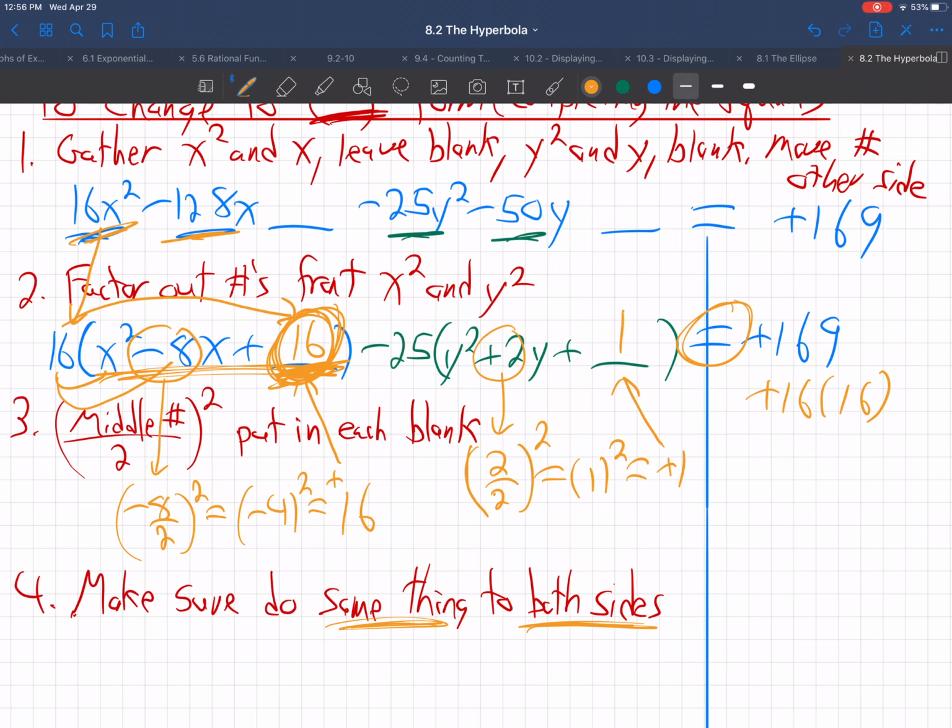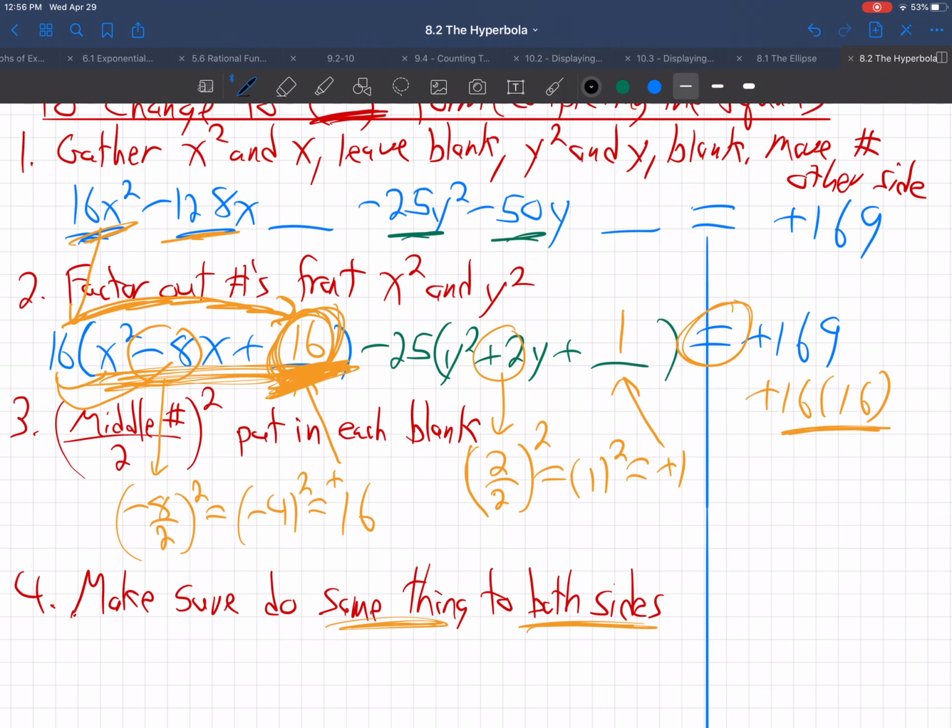So you have to think, what did I really do to the left side? Well, I put a brand new 16 here. But it's under the influence of a multiplying 16. So really, if you multiplied this out now, there would be a brand new 16 times 16 that was never there before that you added to the left side. So you have to add that to the right side also.